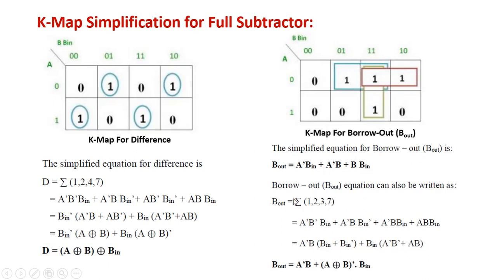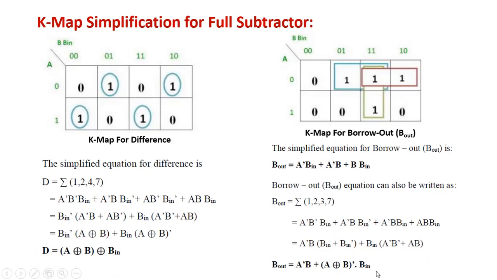Now you can write this as the summation of minterms 1, 2, 3, 7, and after writing that you can simplify it. So you will get this equation. So borrow out can be written as a bar b or a XOR b bar dot b in. This way you can see that you can form this full subtractor using half subtractors also. This you are getting from the half subtractor, and in the other half subtractor you can send this input, so you will get the full subtractor.